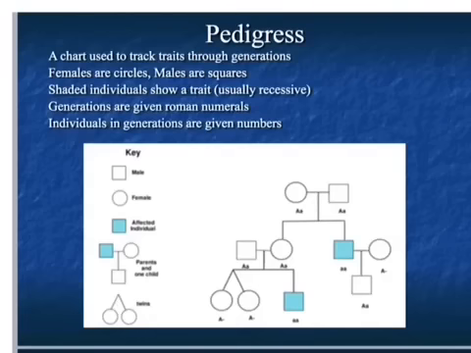The trait that we're tracking, which is usually a recessive trait, is always shown by shading in an individual. And then we give the generations Roman numeral numbers while we give the individuals just regular numbers. So I'll show you how to do that.